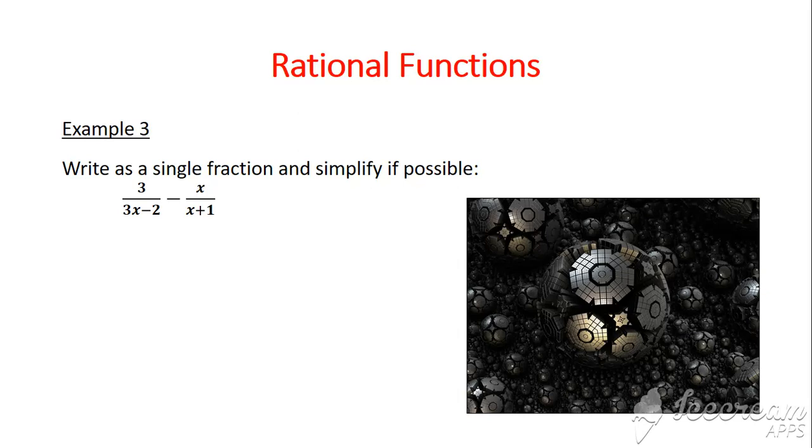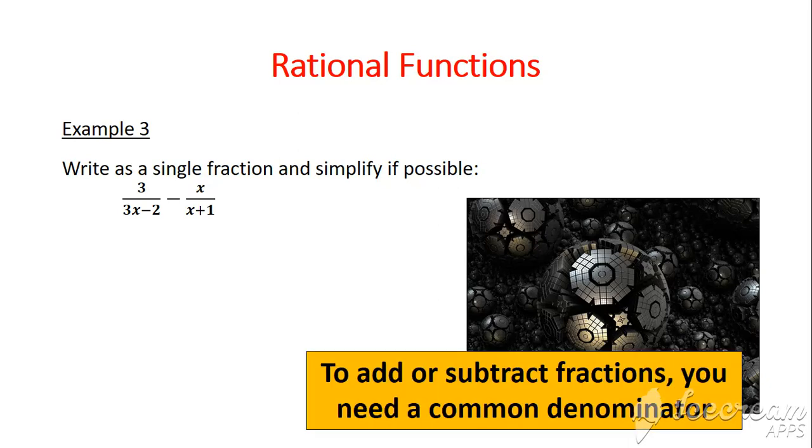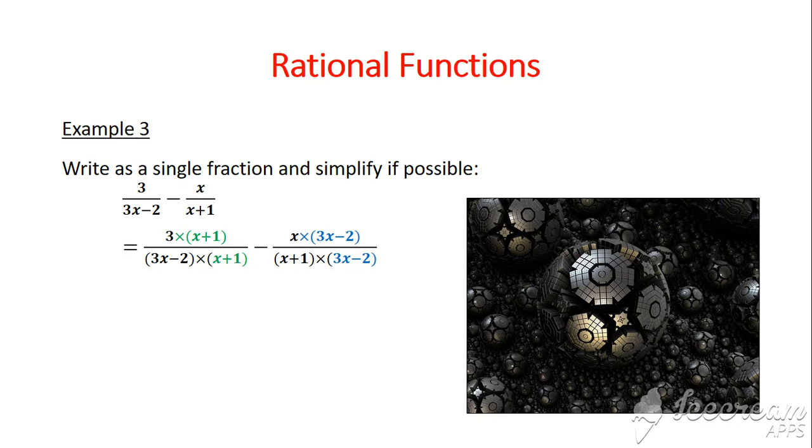All right, our final example is a subtract, and it's exactly the same process, except it's a subtract instead of a plus. So here we go. We need a common denominator. So take the first fraction, which is 3 over 3x minus 2, and times the top and bottom by x plus 1. Take the second fraction, which is x over x plus 1, and times the top and bottom by 3x minus 2.